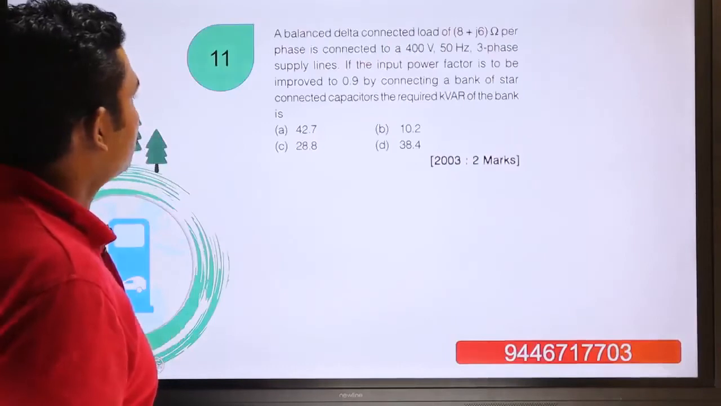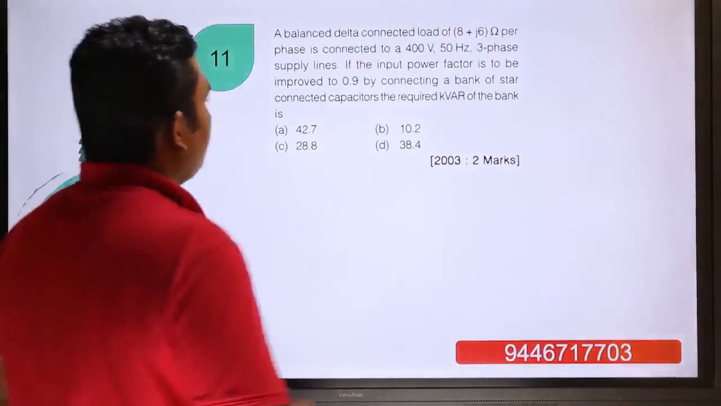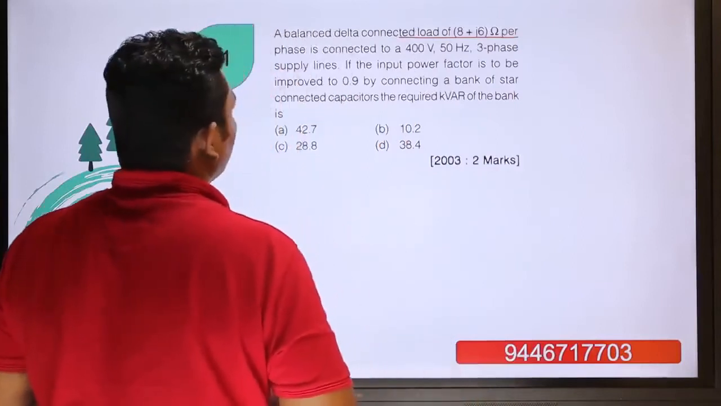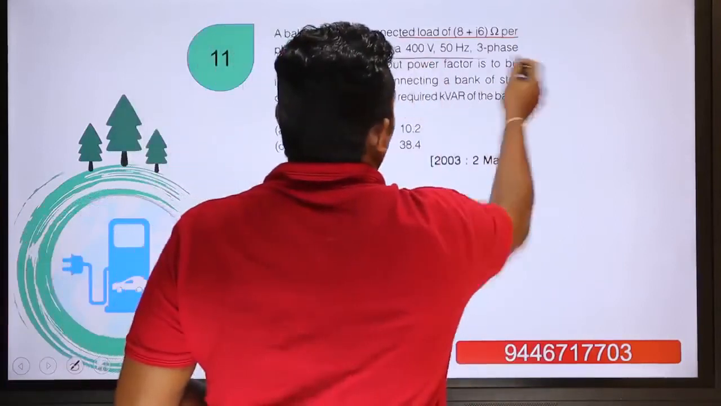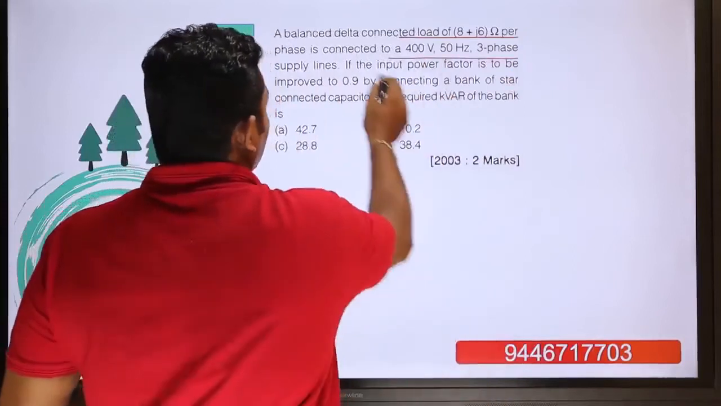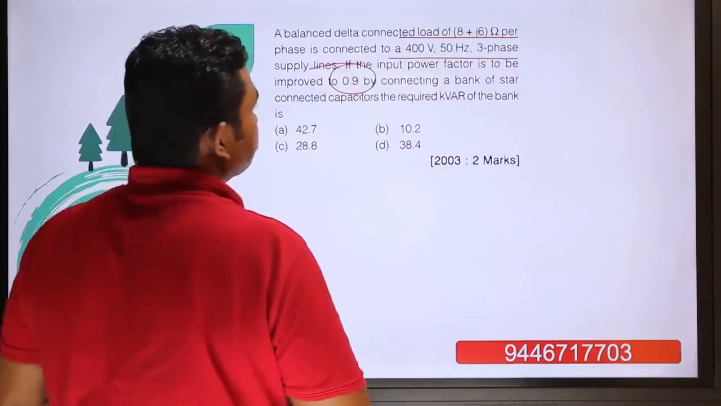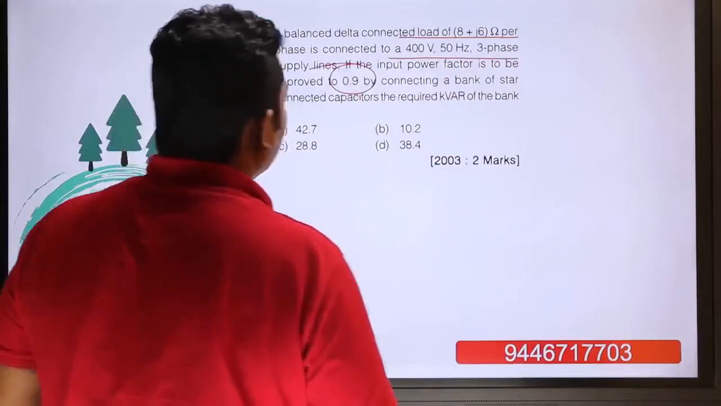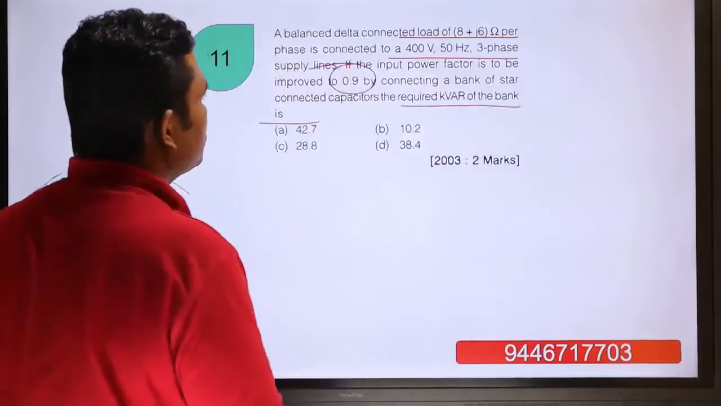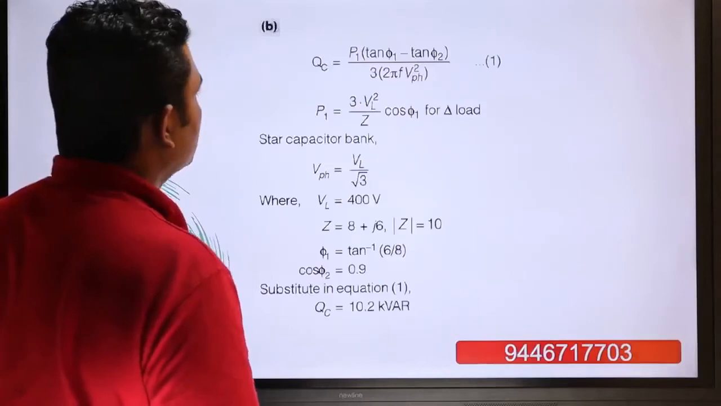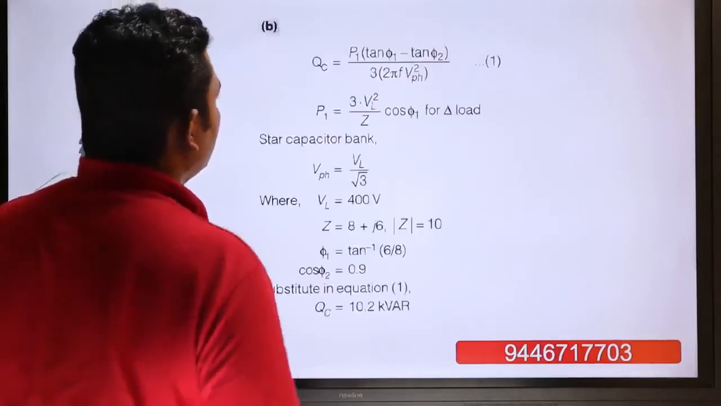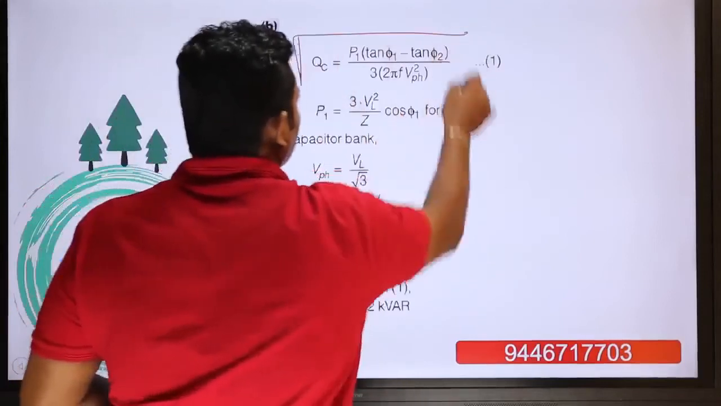Moving into the next question, which is question number 11. A balanced delta connected load of 8 plus j6 ohm per phase is connected to a 400 volt 50 Hz 3-phase supply line. If the input power factor is to be improved to 0.9 by connecting a bank of star connected capacitors, the required kVAR of the bank is what is the question. So here the value is given. So we will have to improve the power factor to 0.9. So what is the net reactive power that is injected into the system?